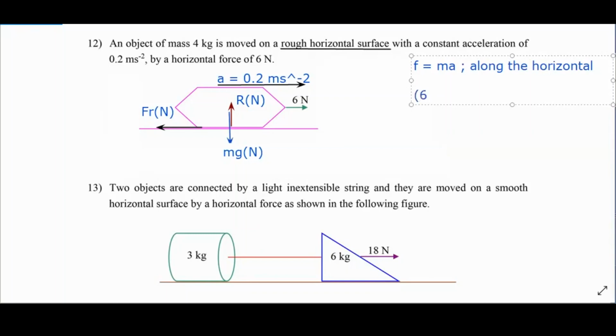Now the resultant force is 6 minus Fr, where Fr is the friction force, equals the mass of the object, given as 2 kilograms, times the acceleration, given as 0.2. Can you do the rest of the simplification and tell me the answer here? Send your answers to Zoom chat. From this equation, you can find Fr. Fr means friction force. Send me the value of the friction force.